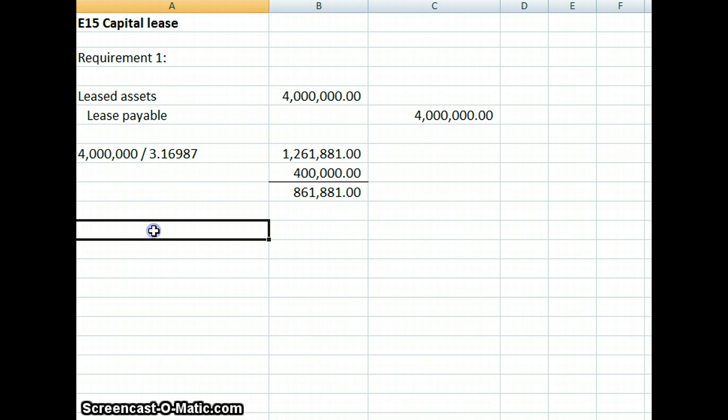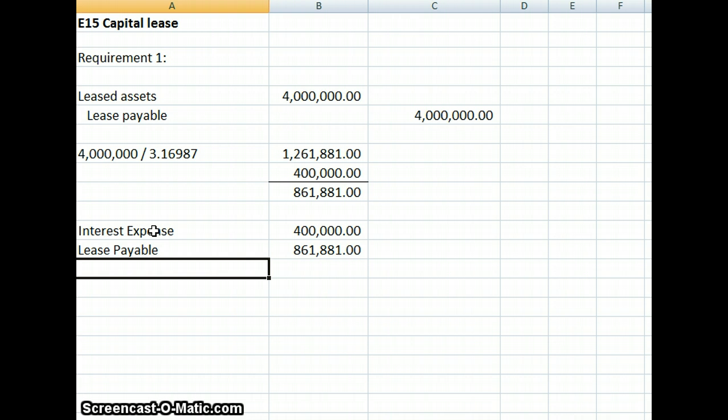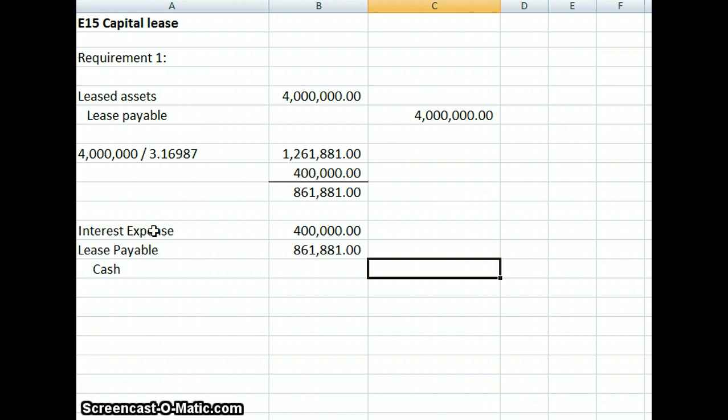Then let's go ahead and record the entry for that first year's interest payment or lease payment. We are going to debit interest expense for our $400,000, and we are going to debit our lease payable for the $861,881 reduction in principal. Of course, we're going to credit cash $1,261,881 for our lease payment.